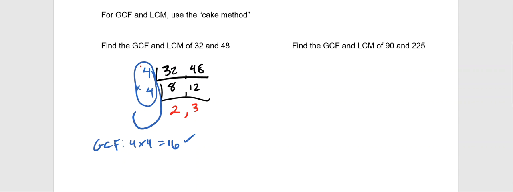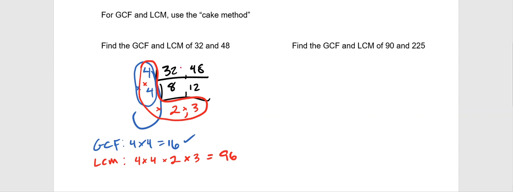To get the LCM, the least common multiple, we put what almost looks like a big L around all those numbers. So this time I'm going to calculate everything that's inside my red L or my red sock. So I'm going to do 4 times 4 times 3 times 2. So I know my 4 times 4 was already 16, times 2 is going to give me 32, and then times 3 more, that's going to give me 96. So what that tells me is that the smallest number that 32 and 48 go into will be 96.